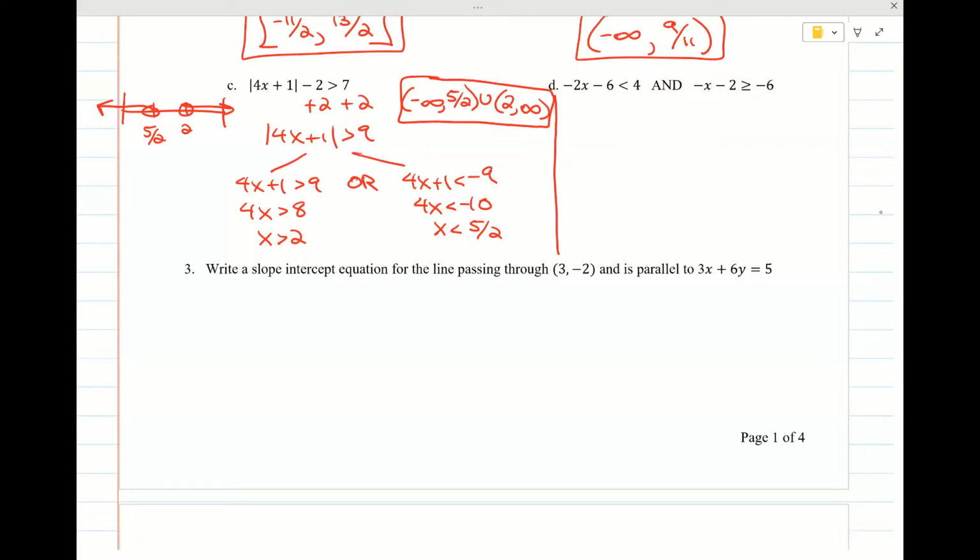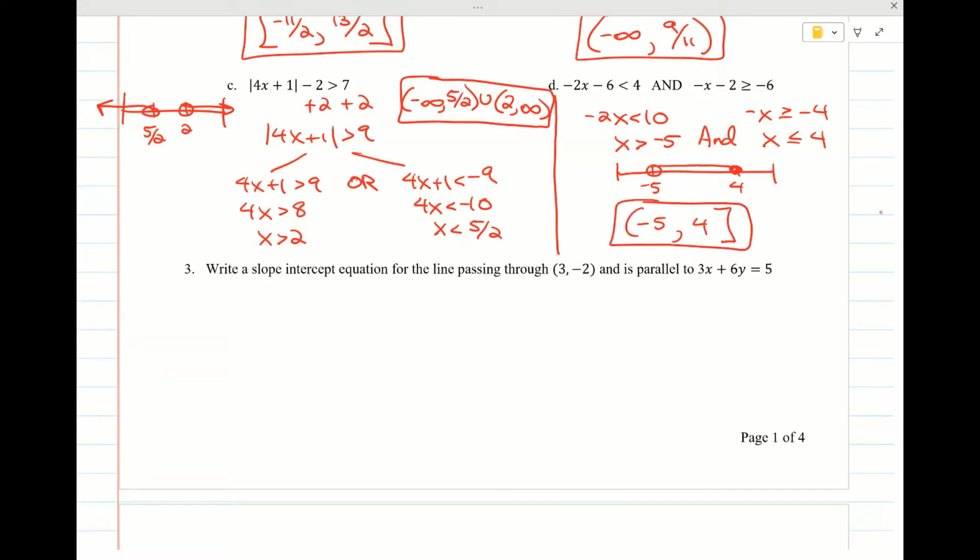And then the last problem from this section, it's an AND problem. And so that means we're going to have to be looking for overlap between the answers. If we add 6, negative 2x is less than 10, so x would be greater than 10 divided by negative 2, which is negative 5. Remember, I switched the inequality. And negative x is greater than or equal to negative 4, or x is less than or equal to 4. If we graph this, here's 4, negative 5, we're looking for values in between. We are including 4, we're not including negative 5.